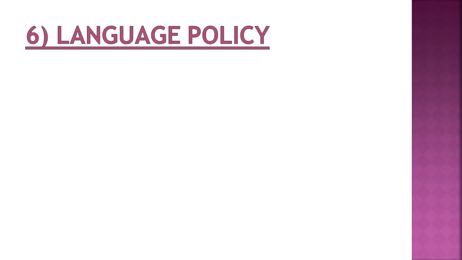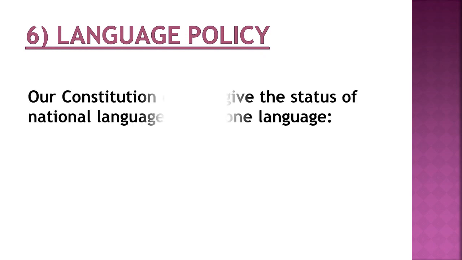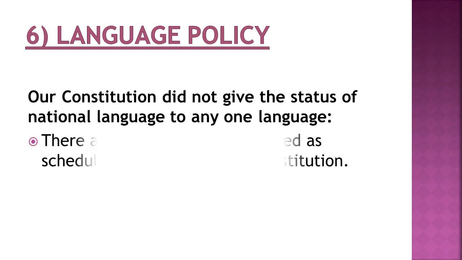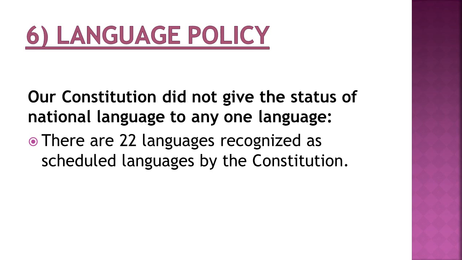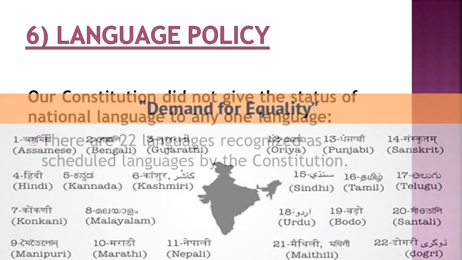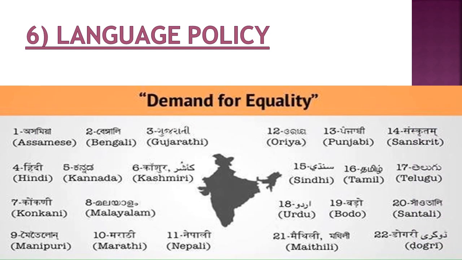What is the national language of India? Well, our constitution makers did not give the status of national language to any one language. Rather, they decided to have 22 languages which will be recognized as scheduled languages in the Indian constitution. Here is the list of those 22 languages. But why did this happen?